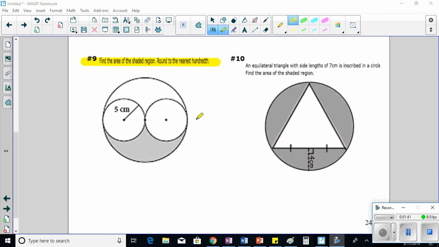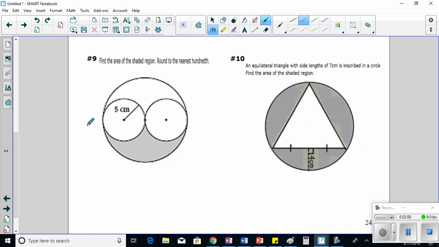For problem number 9, a little bit trickier, what you want to do is pretend that this part of the circle, the top half, is still included. So if we find the area of the gray part on the bottom plus this part up here, then we can just cut it in half to get just the bottom part.